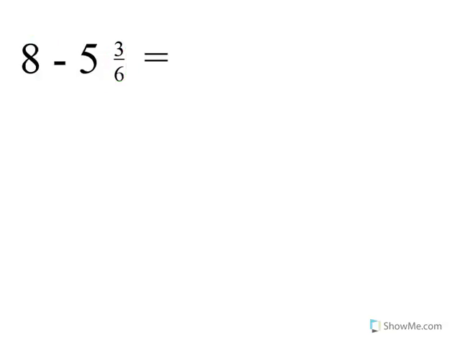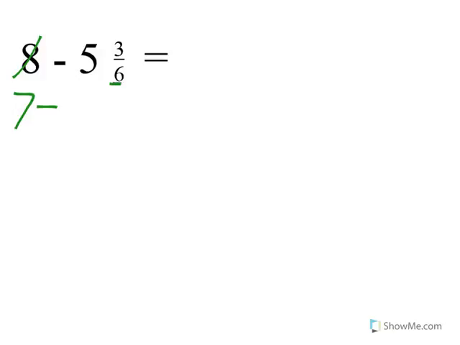So what I've got to do here is I've got to borrow, just like in subtraction. So 8 is going to become a 7 because I'm borrowing 1. And when I borrow 1, I need to borrow one that's a fraction. So here I need a fraction that is the same as 1 whole.